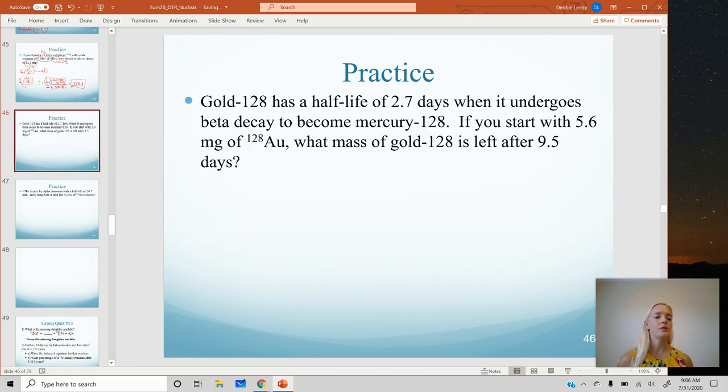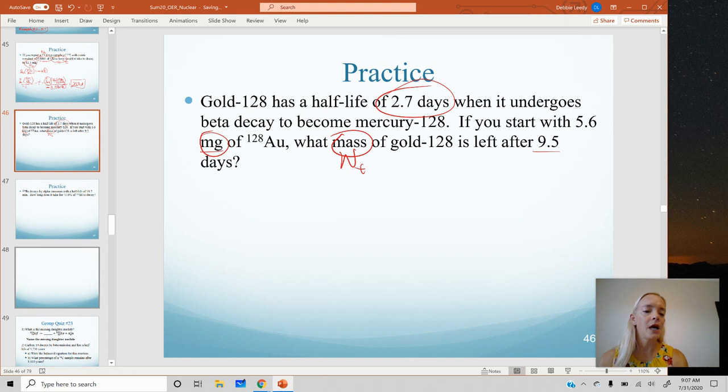All right, going on to our second example. Here we're working with gold-128, which has a half-life of 2.7 days. It undergoes beta decay to become mercury-128. Interesting, not necessary for the problem. If we start with 5.6 milligrams of gold-128, we want to know what mass is left after 9.5 days. So we're solving for mass.